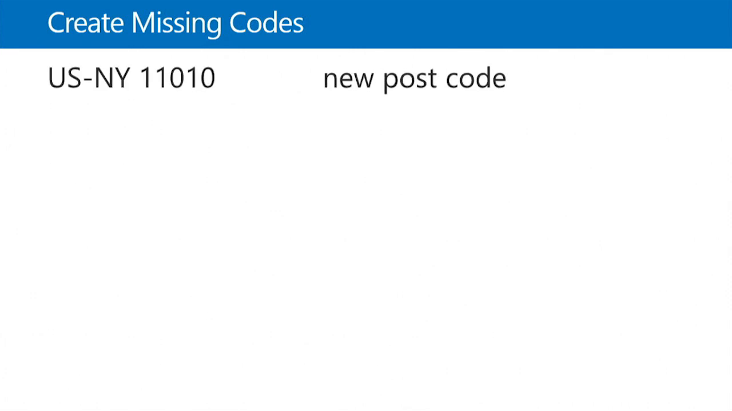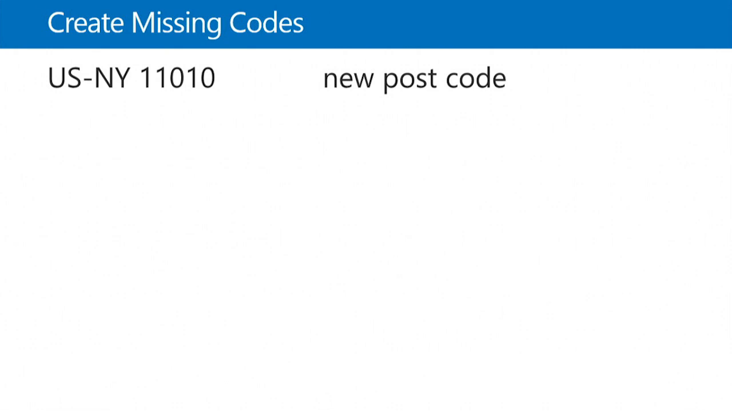Now, another interesting feature that we can use in the migration process is the one to create missing codes. Let's have a look. Create missing codes is quite a simple feature, but a very efficient, very effective one. It is a feature that we can use to create codes that don't exist already in the system.